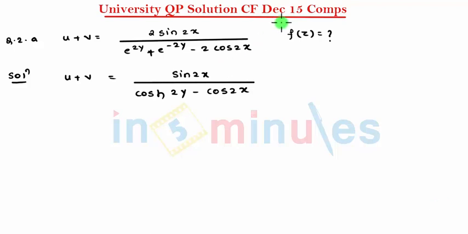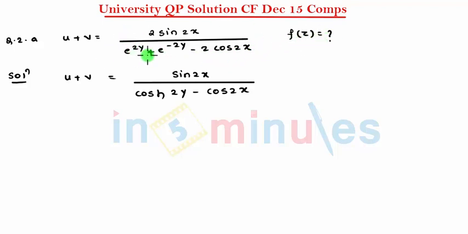We'll be starting with the December 15 paper for the computer branch of the complex function module. So question number 2a, that is u plus v is given as 2 sin 2x divided by e raised to 2y plus e raised to minus 2y minus 2 cos 2x. I need to find f of z.